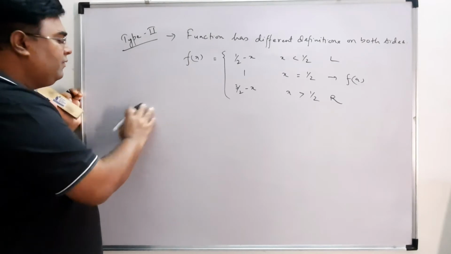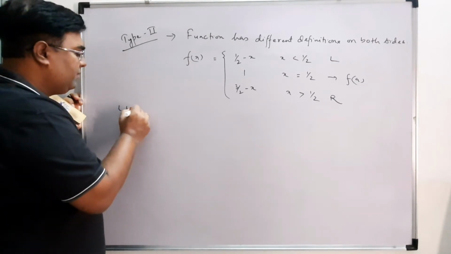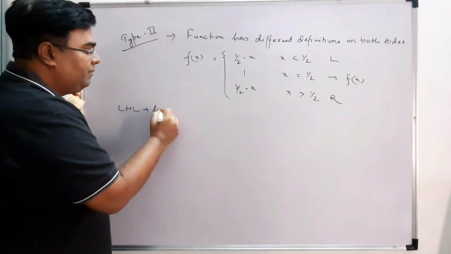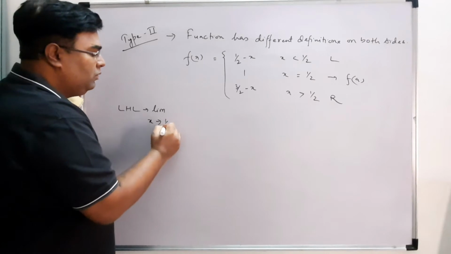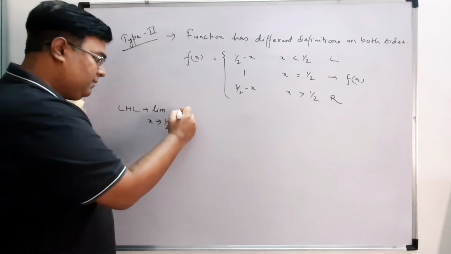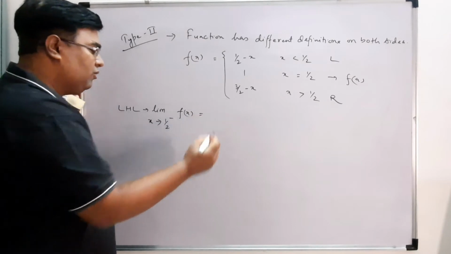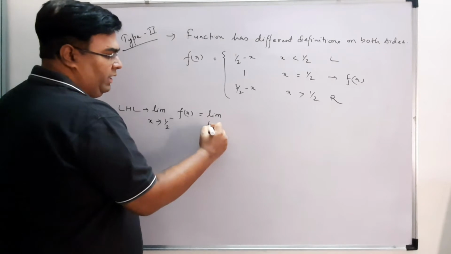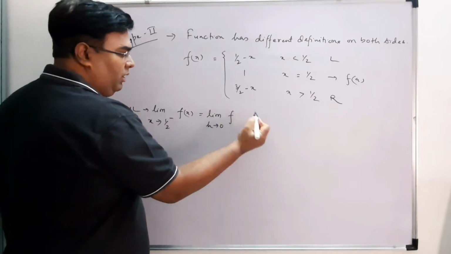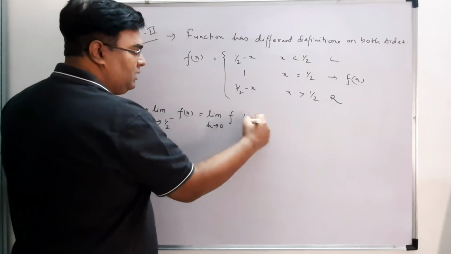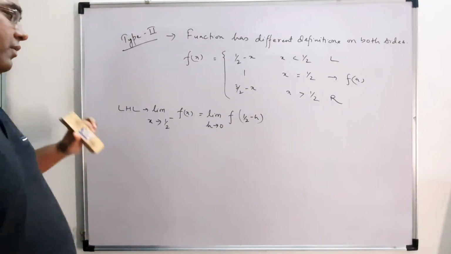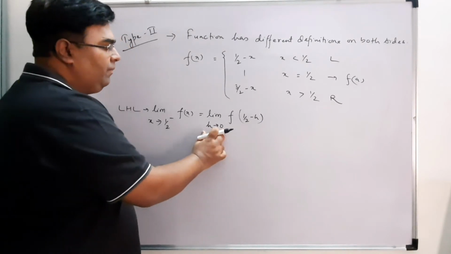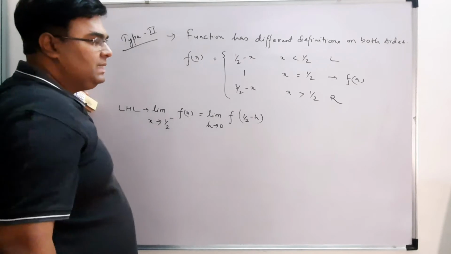So let us find out our LHL first. Left hand limit, so it is like limit x tends to 1 by 2 minus f(x), which is equal to limit h tends to 0 f of 1 by 2 minus h, right? So we have replaced x with h and the limit changes to 0, and our x will be 1 by 2 minus h.